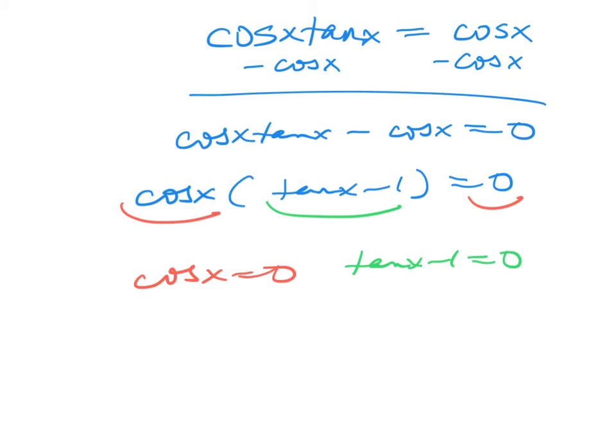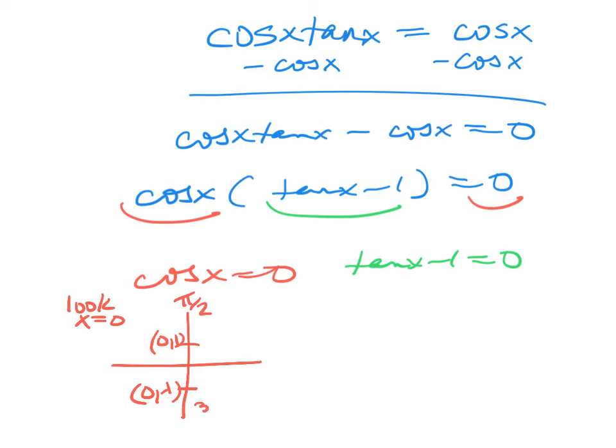So for the red, this is going to come from the axis point. Remember, you're going to look at x. So I'm looking where x equals 0. So it's going to be these 2 points, (0, 1) and (0, -1). So in radians, this is pi over 2, and this is 3 pi over 2.